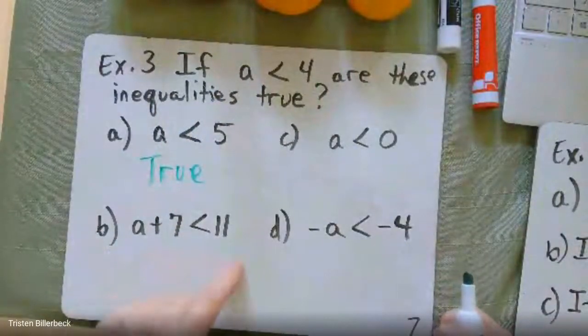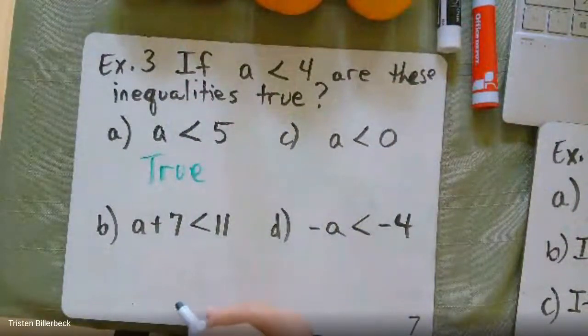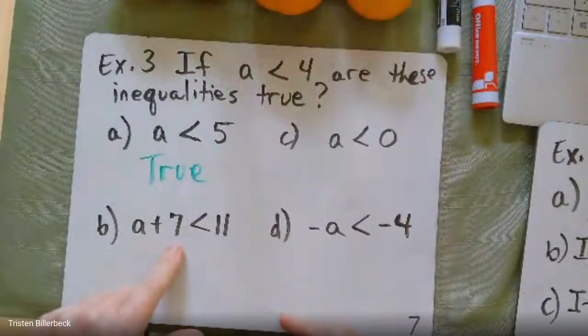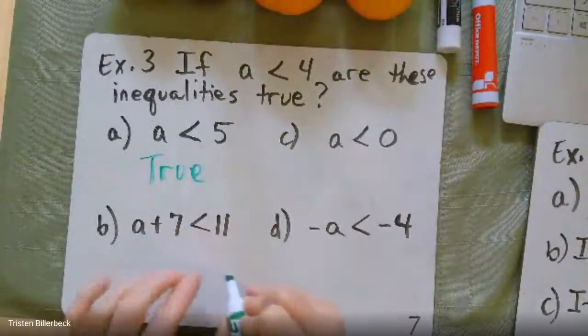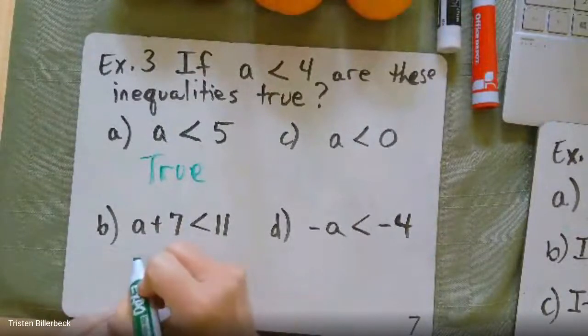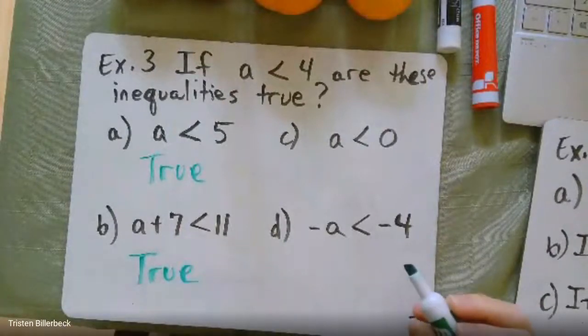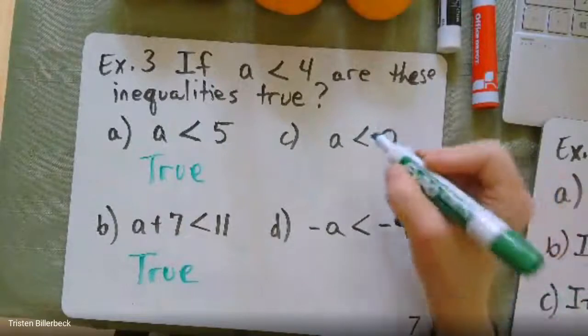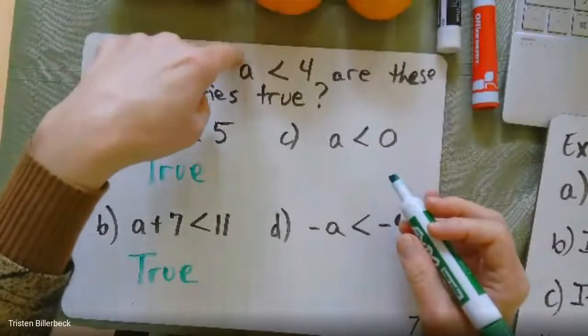If A plus 7 is less than 11? So A is less than 4. So 4 plus 7 is 11. So 4 plus 7 would equal 11, but A is less than that. So this would have to be less than 4, so it's always going to be less than 11. So that would be true. All right, A is less than 0. Is A always going to be less than 0?